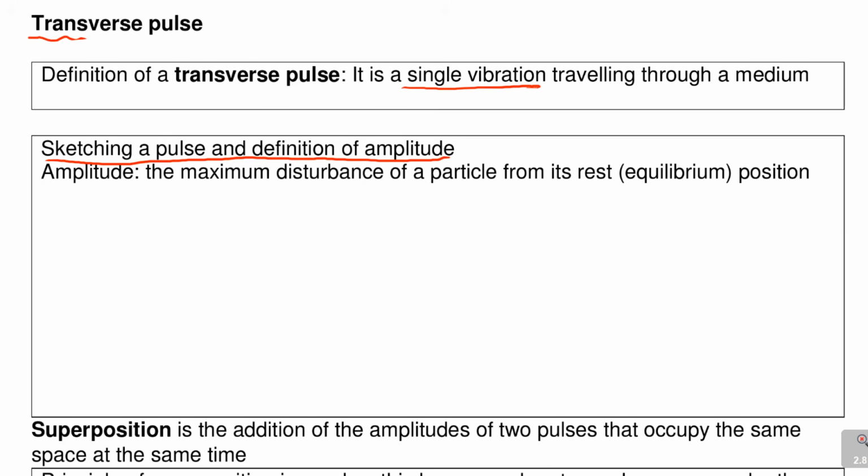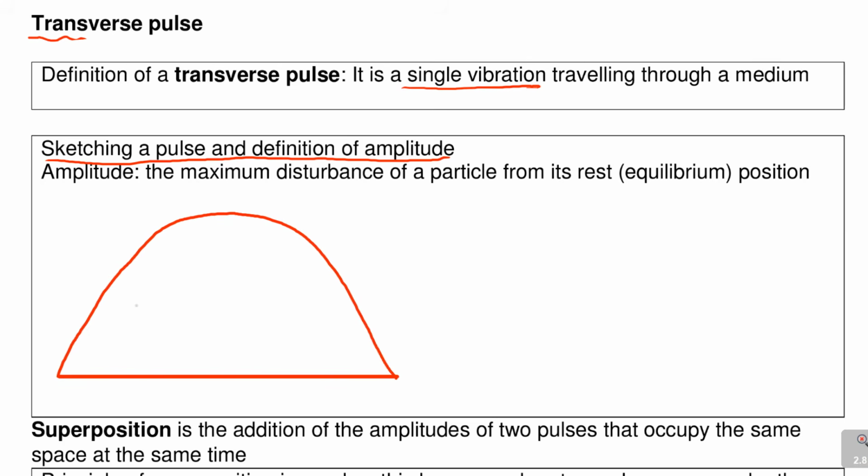So there is going to be you being able to sketch a pulse. Remember it's a single vibration, so they might ask you to sketch one. So what are you going to do to sketch a pulse? This is how you can draw a pulse. It's a single vibration, so you can have a line like that, and then with it you can have something like this. This is a pulse.